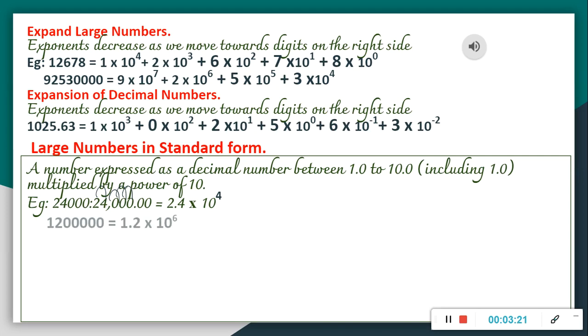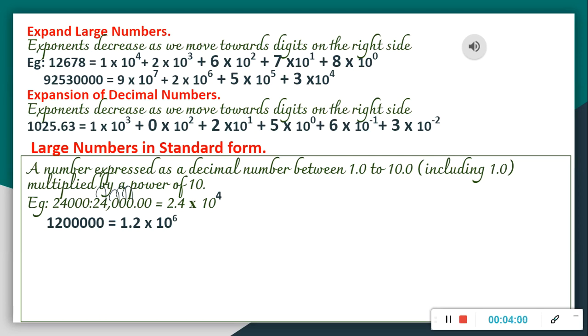Clear? The same way you can see one more example: 1, 2 and 5 zeros are there. How could we write this? We can write it as 1.2 into 10 to the power 6. It means we have to make it a decimal between 1 and 10. So 12 we can write as 1.2. Then after the decimal, you count how many digits are there. After 1, we can count that 6 jumps are there. So the answer would be 1.2 into 10 raised to 6.